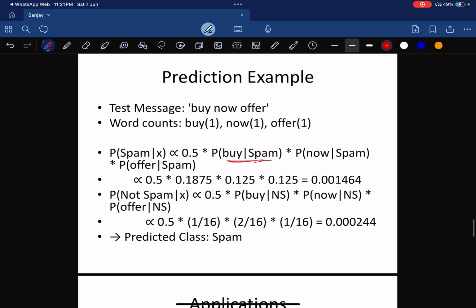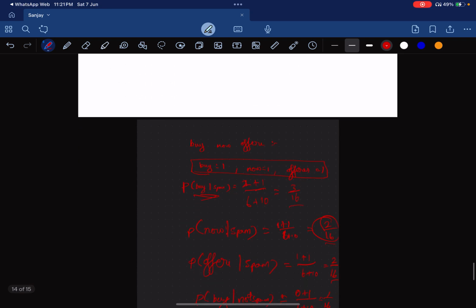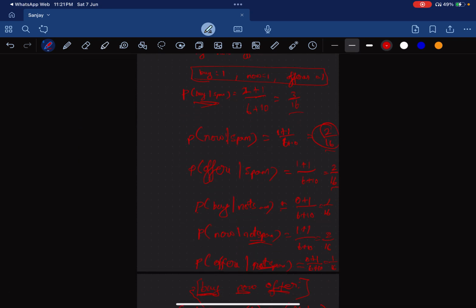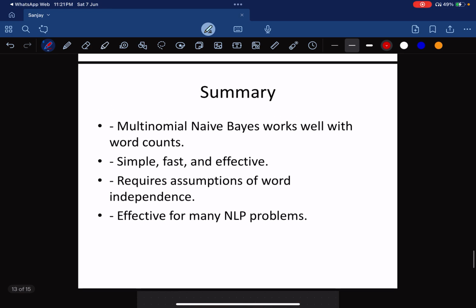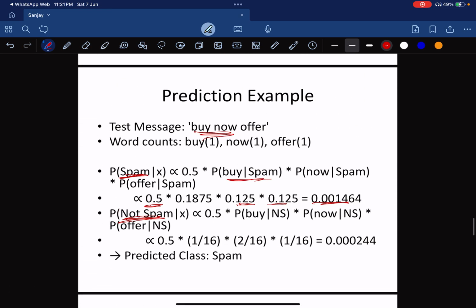We know what formula we are using, and this is the probability of this data belonging to the spam class. We similarly do it for the not spam class, and we multiply with the prior probability of the not spam class, that is 0.5. After finding these probabilities, whichever probability is higher, the data belongs to that class. Here this one is higher, because it is 30 but here it is only 20, so it's considered to be spam data or a spam message.